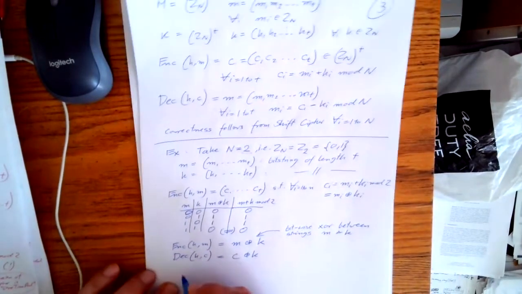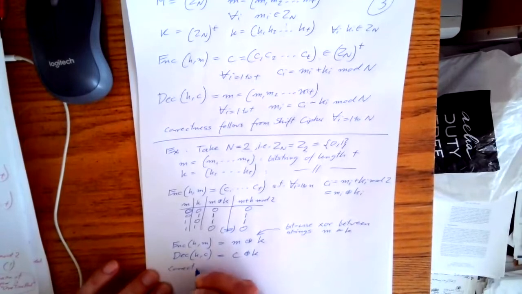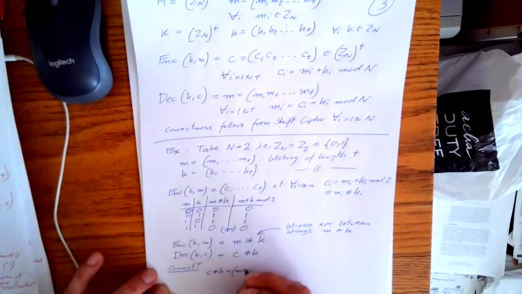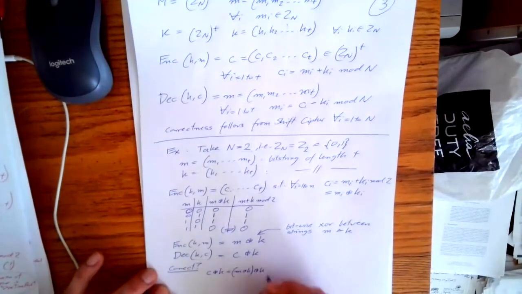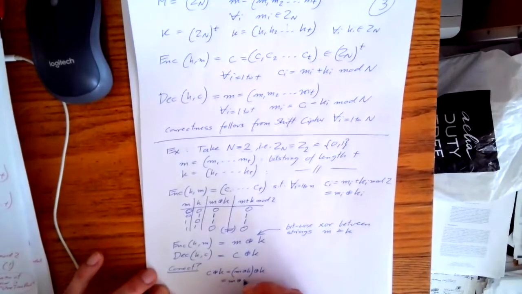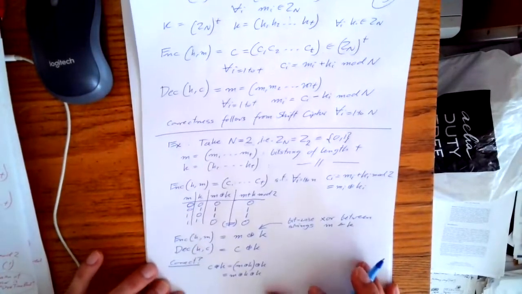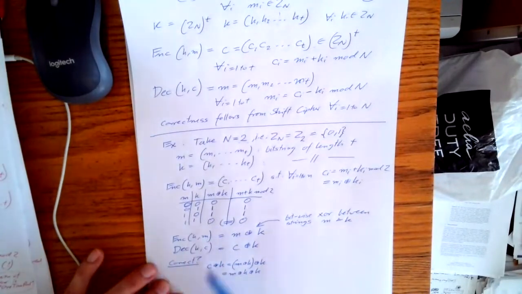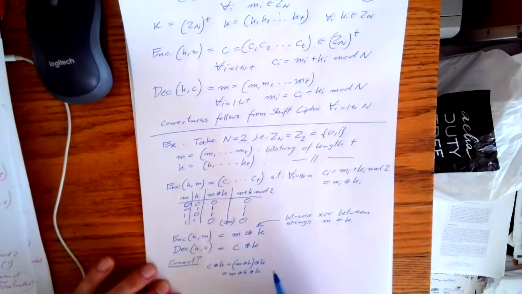Why is this correct? Okay, well, let's look. C XOR K. C is M XOR K, so it's M XOR K XOR K. But that's the same as M XOR K XOR K in any order, because XOR is commutative, right? It doesn't matter what order I'm XORing. Just like AND and OR, you can check, XOR is also commutative. So that means this guy cancels and this is M, and that's the correctness, right?